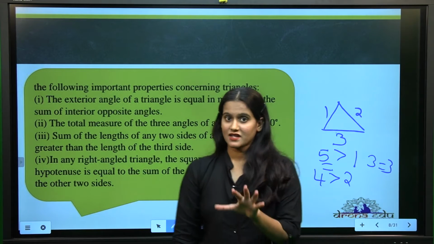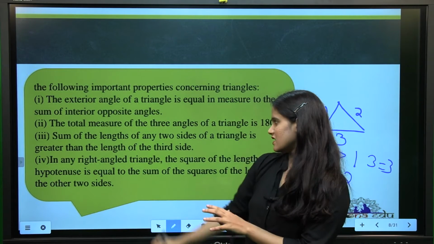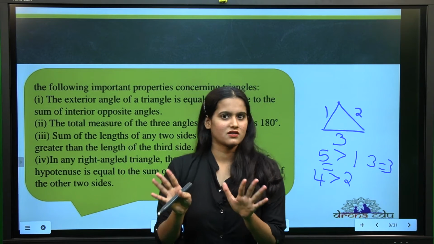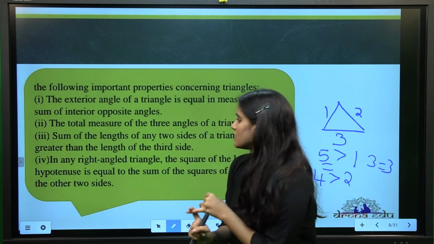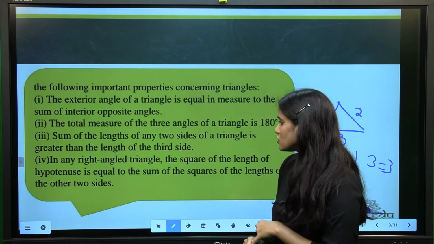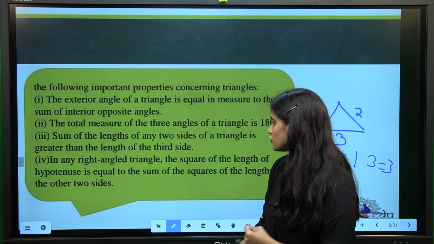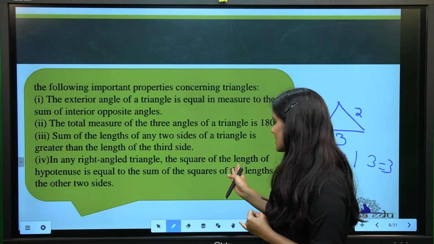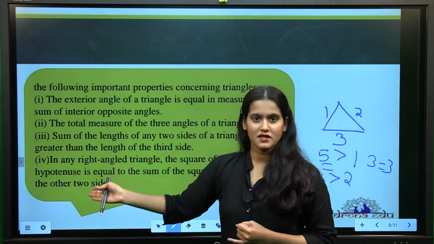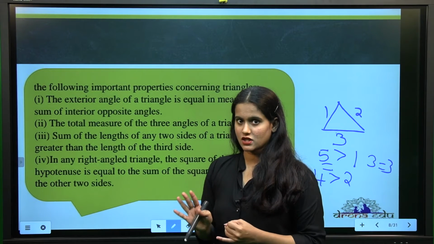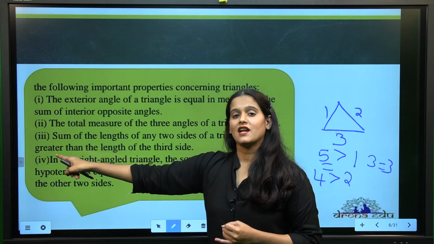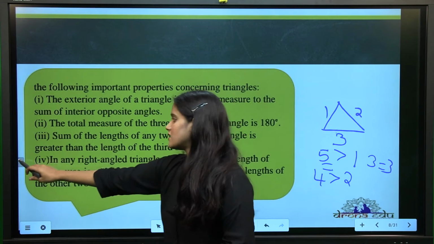So, let us do the construction and let us see whether it is mandatory, greater than or equal or something, by using a construction. Then, in any right angle triangle, the square of the length of the hypotenuse is equal to the sum of the squares of the lengths of the other two sides. This is a right angle triangle theorem we already studied. So, let us do the construction now. For this third one, let me take one case and show you with the construction now itself.